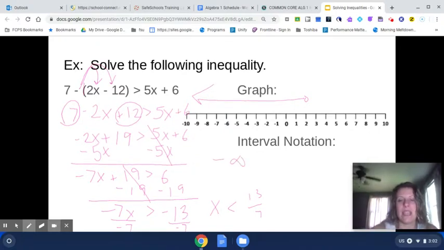In interval notation, again, I'm going to read that from left to right. So it's -infinity to 13/7, very close to 2, but we're not including that number. So that's going to be a parenthesis on both sides because the infinity symbols always get the parenthesis.